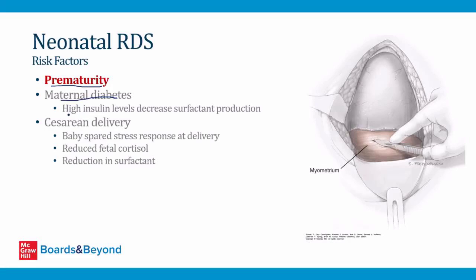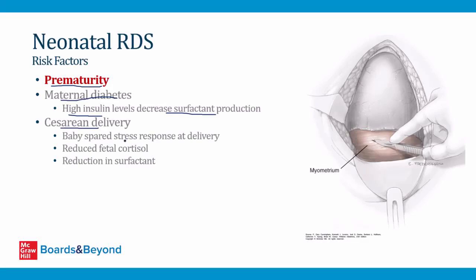This means the baby will make lots of insulin, and it turns out that insulin suppresses surfactant production. So neonatal RDS is more likely in mothers who have diabetes. And then lastly, cesarean delivery increases the risk of neonatal RDS.